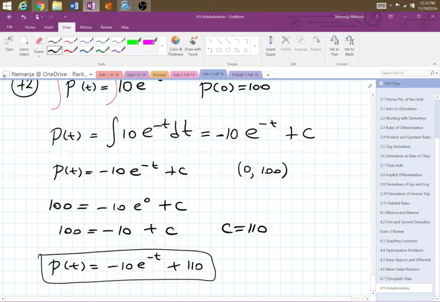So we can use the initial point if we have it. And you know, usually in application, that's the one that you measure.